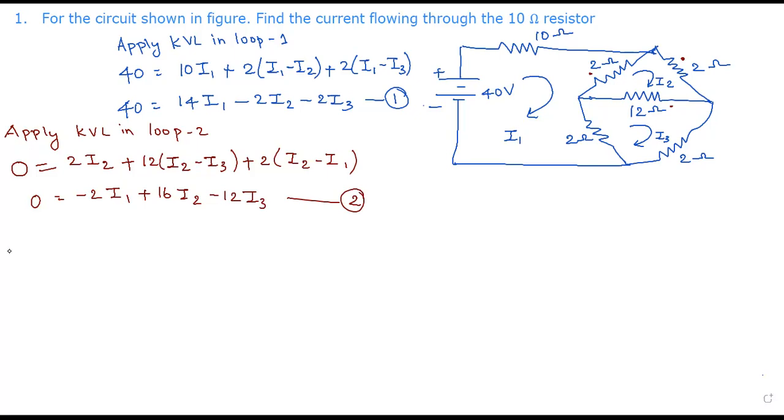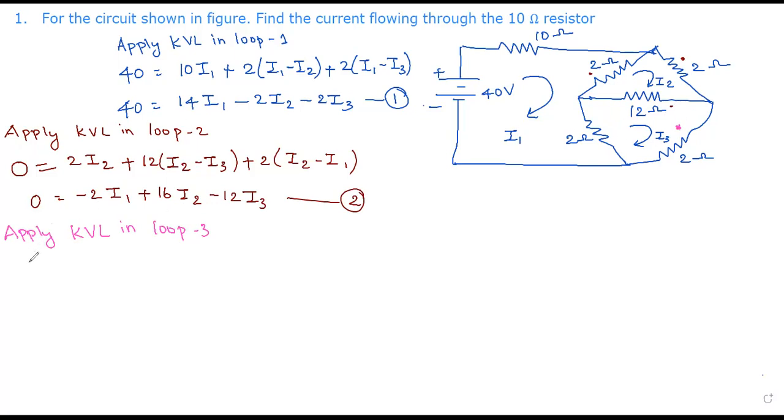Then similarly, for the third loop, apply Kirchhoff's voltage law in loop 3. Okay. So in loop 3, this is the loop. In loop 3 also, we don't have any voltage sources.